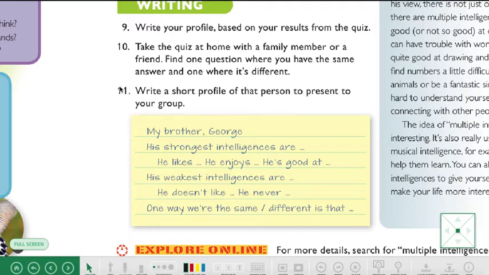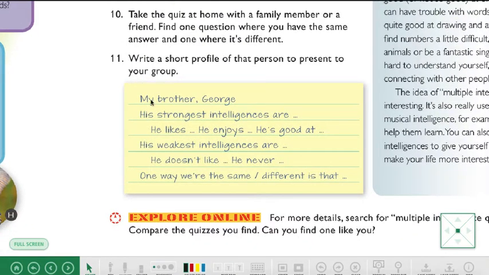So, let's see the real exercise. You will work only in the exercise 11 in a piece of paper or in your notebook. You will write a short profile of one person in your family or a friend to present to the teacher, okay? So, for example, here the example is my brother George. His strongest intelligence... he likes doing this. He enjoys playing soccer. He is good at, okay?